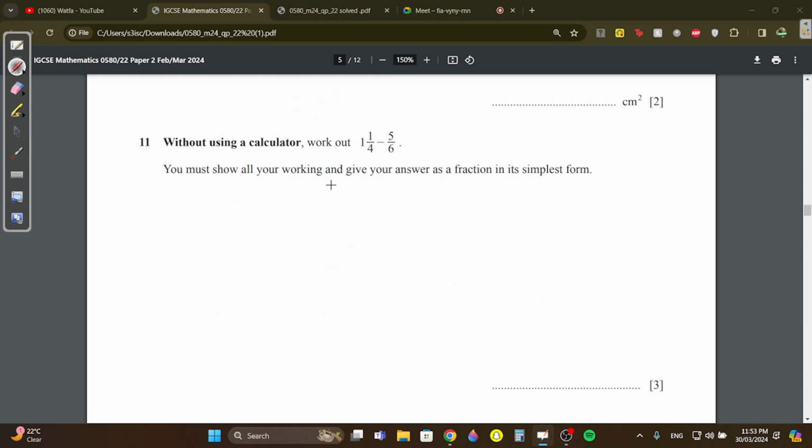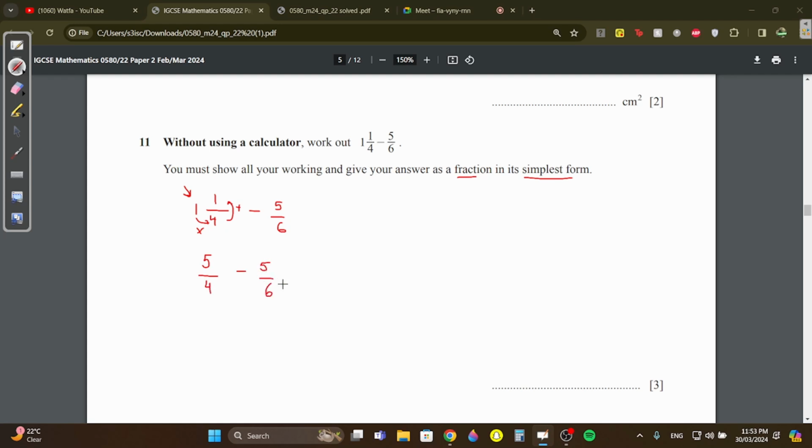Question 11. Without using a calculator, work out 1 and 1 over 4 minus 5 over 6. You must show all your work and give your answer as a fraction in simplest form. Obviously, since you have a mixed fraction, you have to convert it to a fraction. How do you do that? You multiply your coefficient by the denominator and then add that number to your numerator. This is how I do it. So 1 times 4 is 4, and then you add that 4 to your numerator. So 4 plus 1, which is 5. So it becomes 5 over 4 minus 5 over 6.